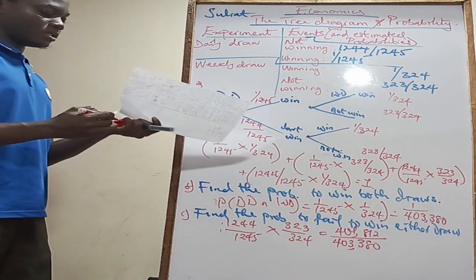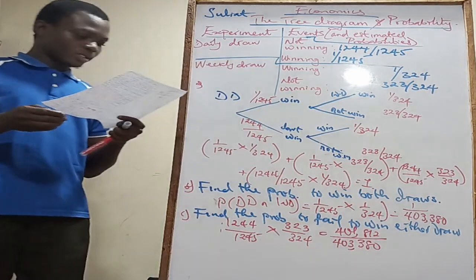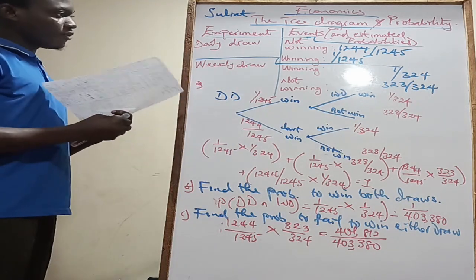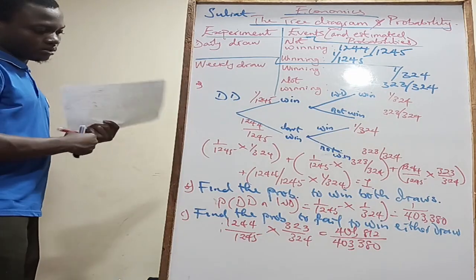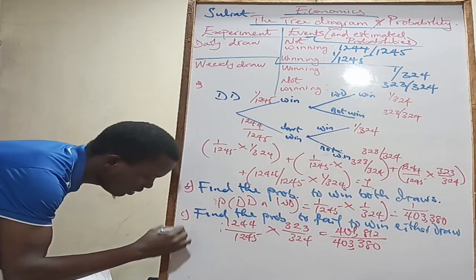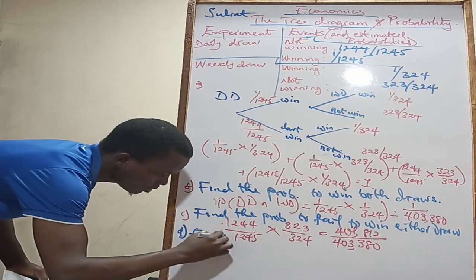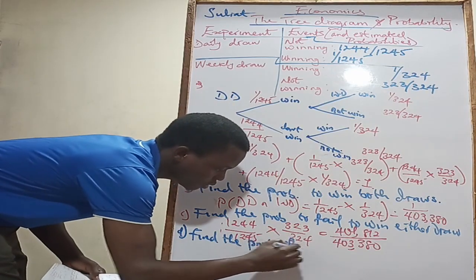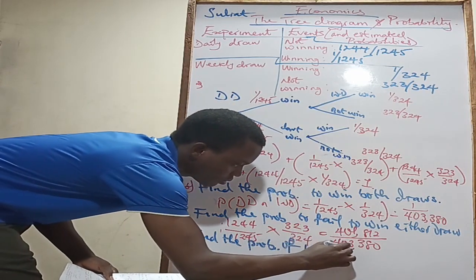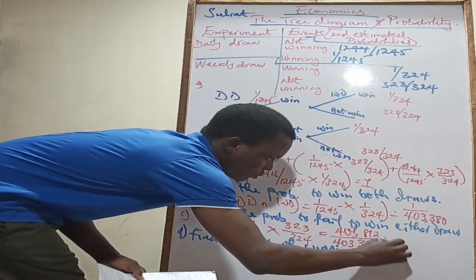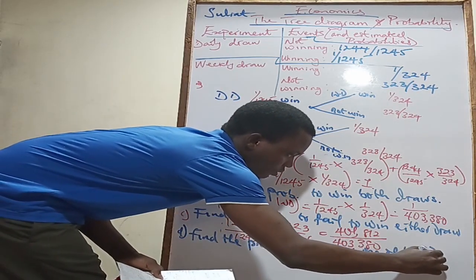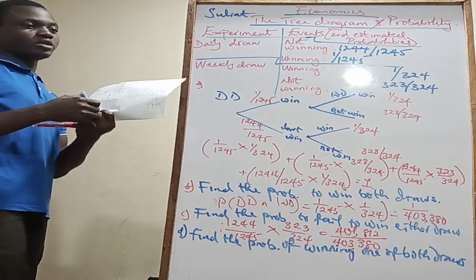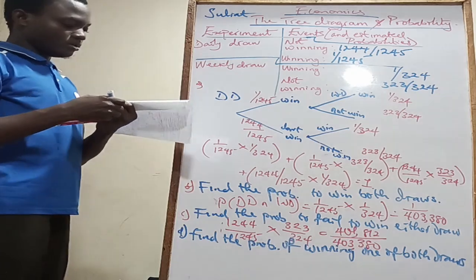So that's good. So the final question then says, find the probability of winning one of the two draws. So that's D. Find the probability of winning one of both draws. Which means she wins one and loses the other, or she loses one and wins the other.